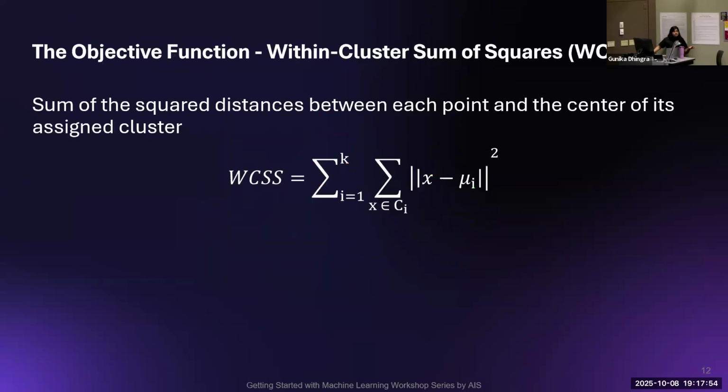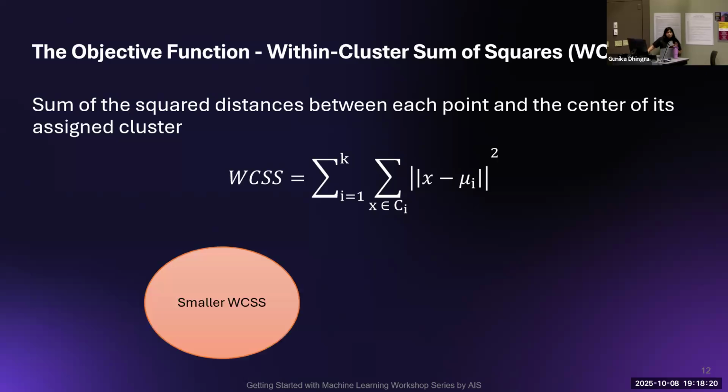Now, how do we attain this? We attain this by the objective function, which is sometimes also called inertia. It is the within-cluster sum of squares function, WCSS. It is a simple mathematical function, which is the sum of the squared distances between each point and the center of its assigned cluster. And we are working towards minimizing this WCSS. So a simple formula out there.